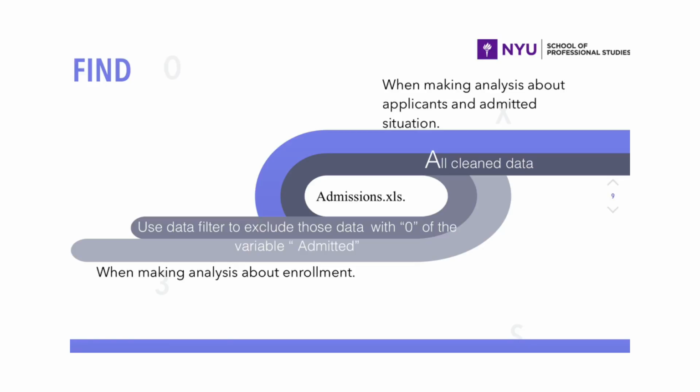To figure out the factors of the applied and admitted students, we reserved most of the demographic variables and didn't use some variables because there are many missing rows, like nation description and the legacy description. At this part, when analyzing applied and admitted students, we use all the clean data, and when analyzing the enrolled students, we use the data filter to exclude the data with zero of the variable admitted.